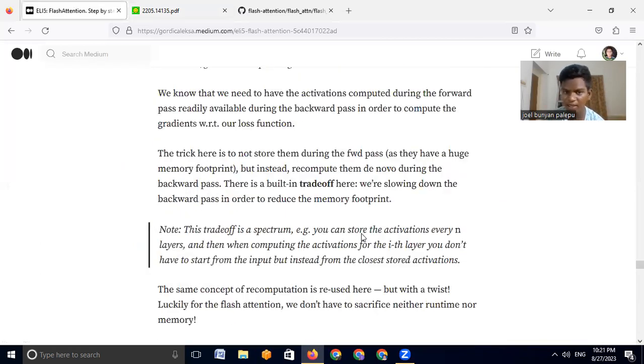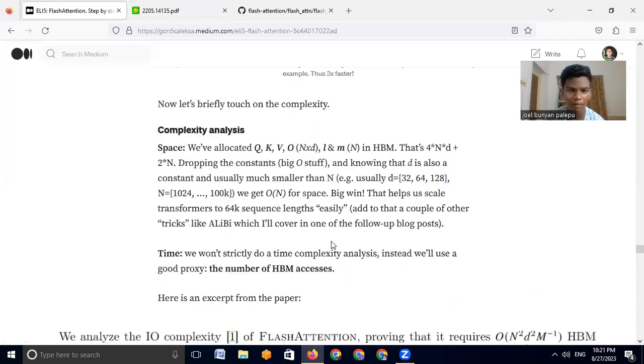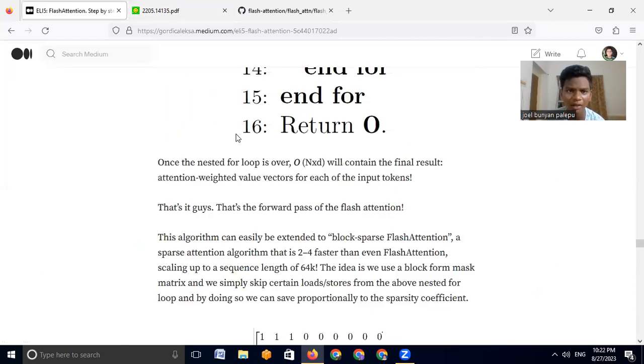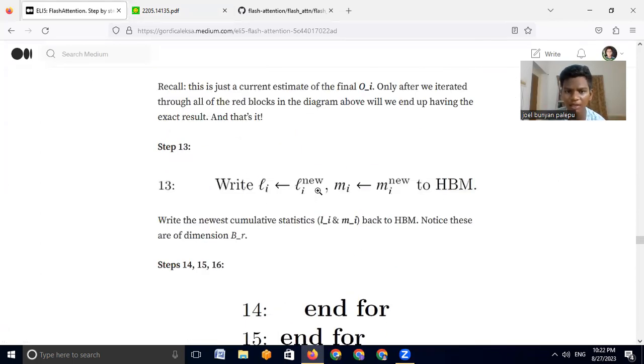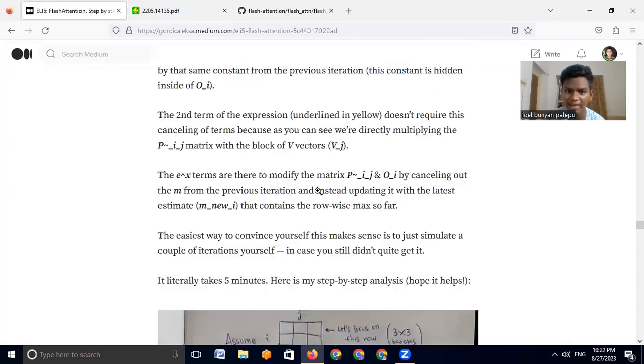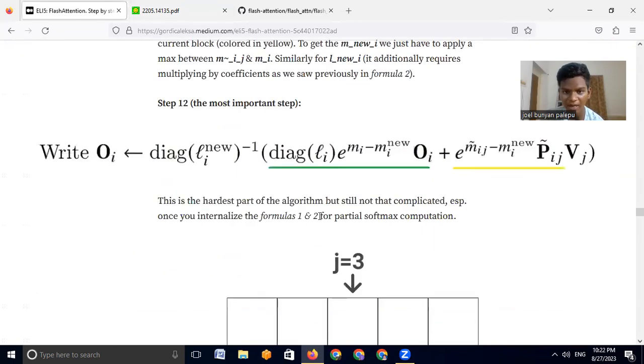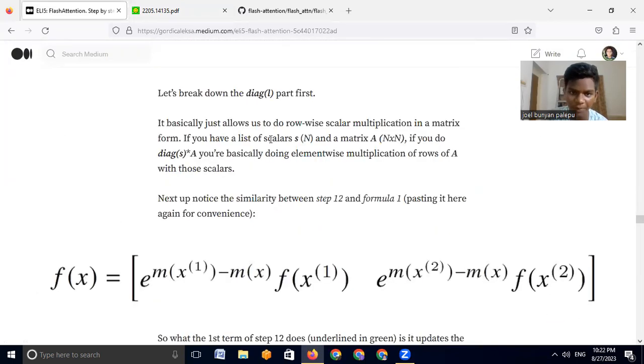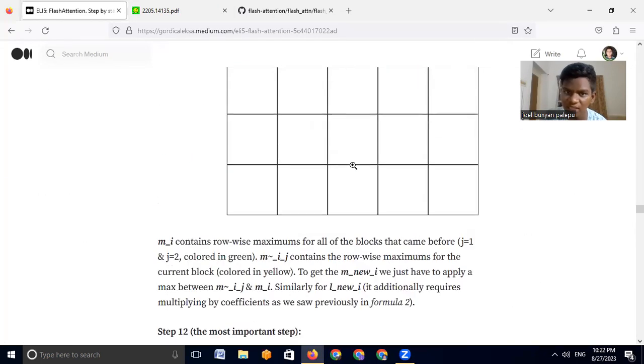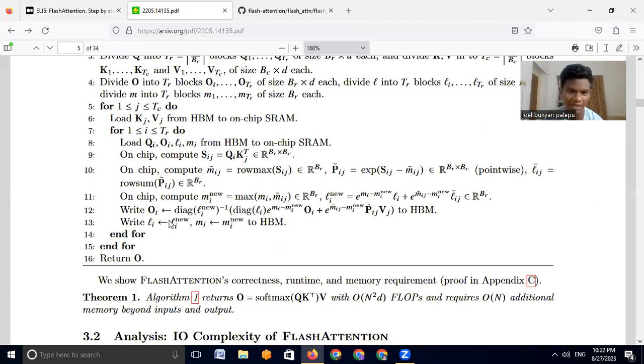There's one article that I found very helpful while understanding this paper, by Aleksa Gordić. He has a very famous YouTube channel, and I have personally learned a lot from him. He has written this article on Flash Attention. If you want, please check it out. I might not cover the mathematical complexities here.